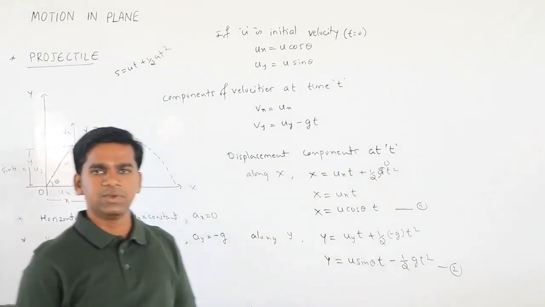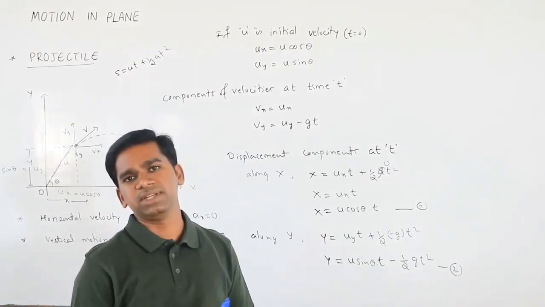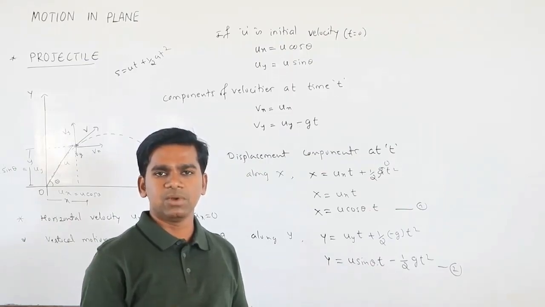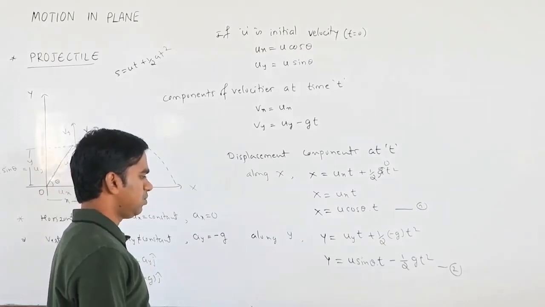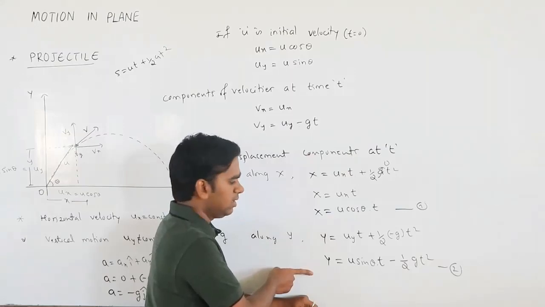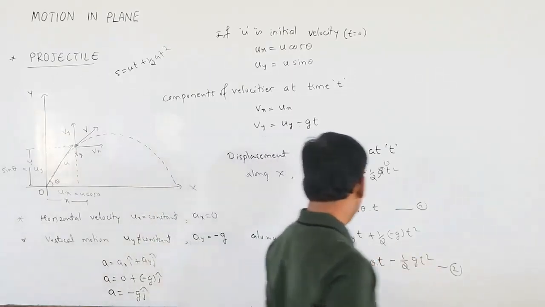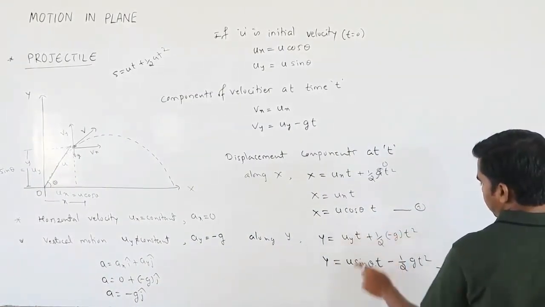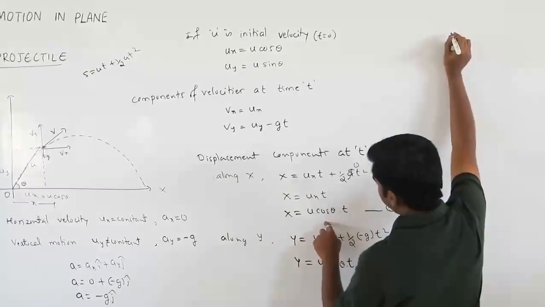Now you can ask why we are doing all these things. Because I want to know the path of the projectile, whether it will be a parabola, a hyperbola, or an ellipse. So we have to write the final equation in terms of x and y. That means I have to remove t. So substitute the value of t in equation 2 to remove the t.